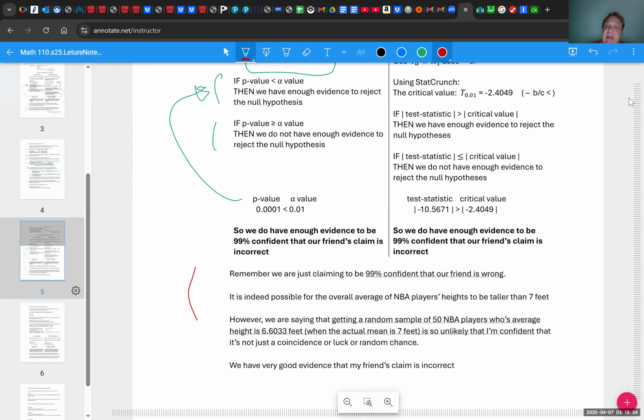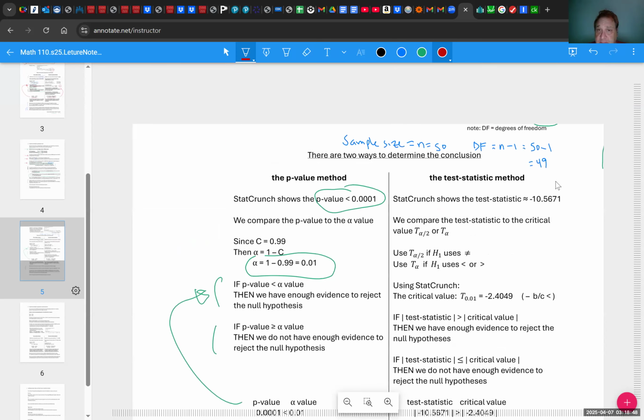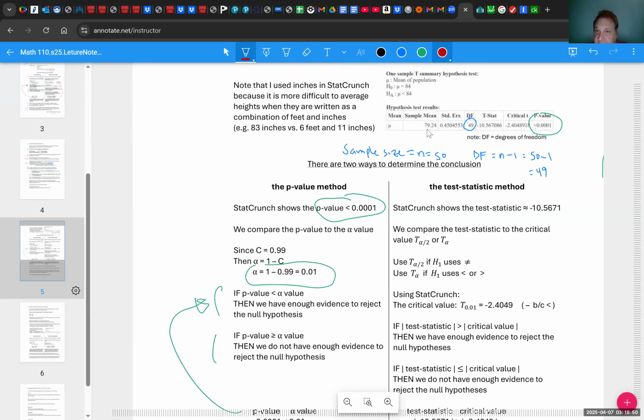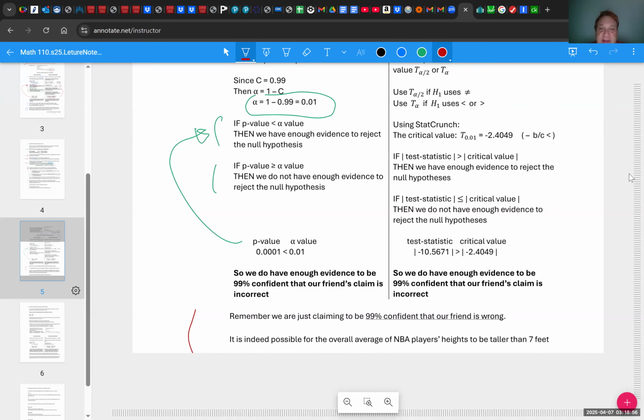But we are saying that getting this random sample of 50 NBA players whose average height was 6.6033 feet, which is the same as the number of inches here. I just converted it, the 79.24 inches, that's the 6.60 number. Sorry, I didn't explain that before.